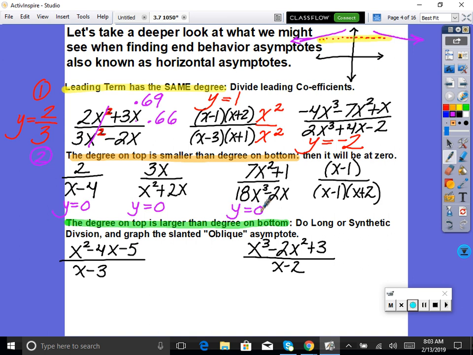Now notice, a lot of times people will see this and they'll say, oh, well, they're the same. Nope, they're sure not. Having it in standard form is the easiest way to look at it. So on top we have an x, and on bottom we technically have x squared. The degree on top is smaller than the degree on bottom. It's going to approach 0. So hopefully we have that rule written down.